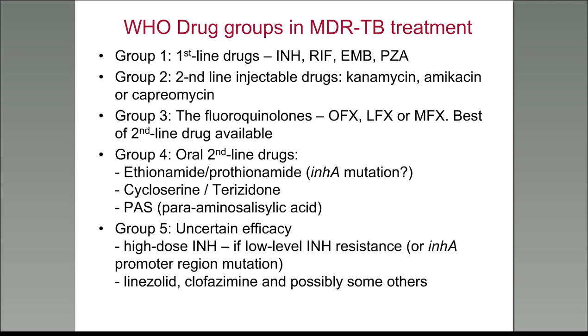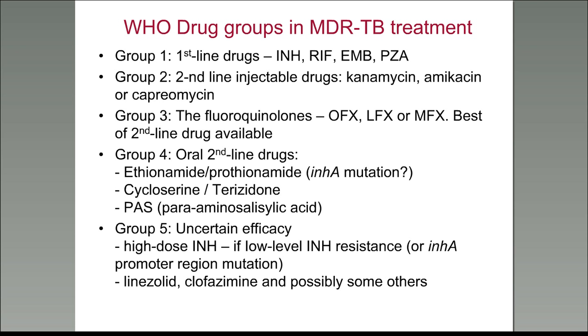Group 2 are the second-line injectable drugs, kanamycin, amikacin, or capreomycin. Group 3, the fluoroquinolones, ofloxacin, levofloxacin, or moxifloxacin. And there's a substantial body of evidence and experience that levofloxacin and moxifloxacin are probably better drugs than ofloxacin against TB, though ofloxacin is still used in some settings. The fluoroquinolones really are the best currently available second-line drug being used for MDR-TB treatment.